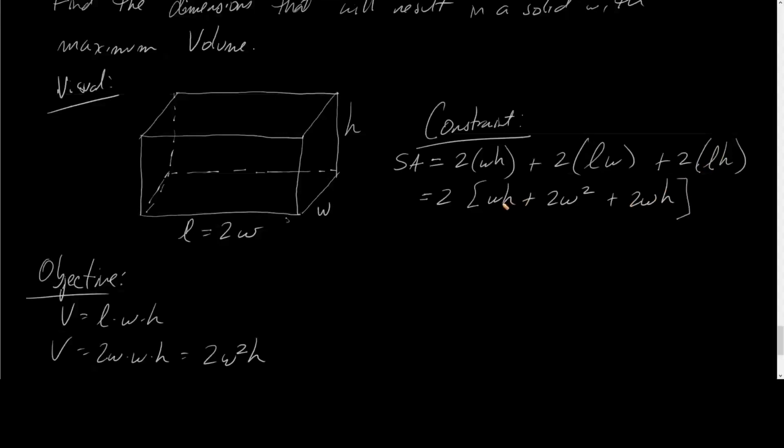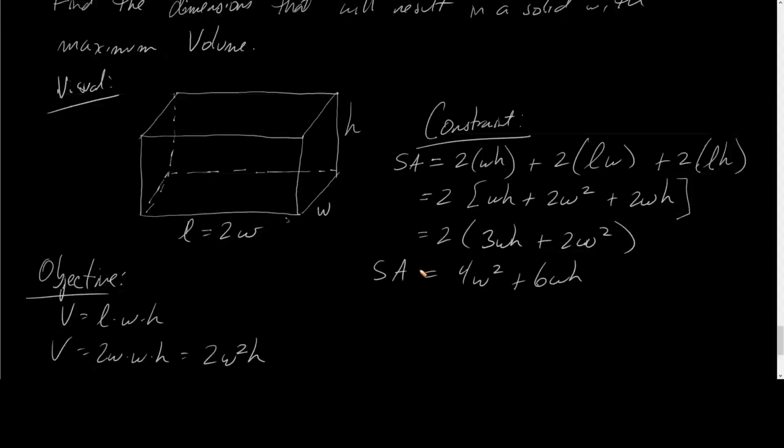Alright, now we have here WH and WH. We can combine like terms here, so I have 2 times 3WH plus 2W squared. And if I really wanted to here, and we really want to, is distribute this 2. So 2 times 3, so I'll write it as 4W squared plus 6WH. So that's a surface area formula.